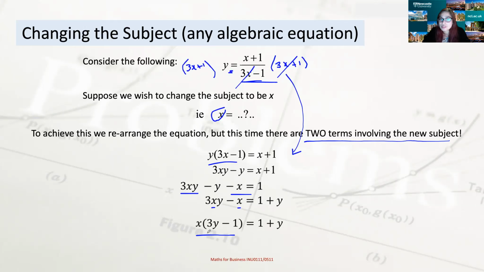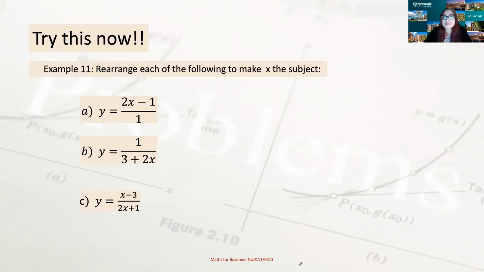And now you want just x. What can you do? Divide both sides by 3y minus 1. Then you can get rid of this, it gets cancelled, and you get 1 plus y divided by 3y minus 1. So you're dividing both sides by 3y minus 1 and you change the subject to x. That's it. Now I want you to try these three. Good.